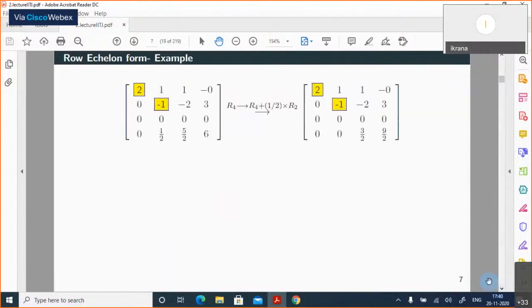So once you do that, this will become -1, right? This will become 0, 0. And now forget the second row, second column, look at the remaining, so that is 0, 3 by 2.